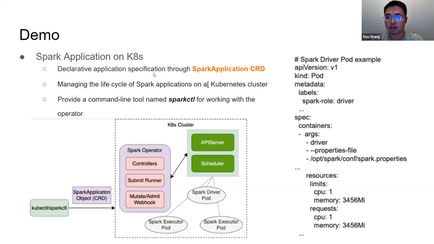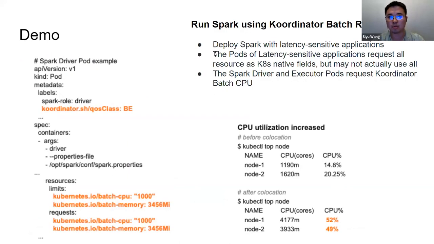Here is a Spark application on Kubernetes. The Spark community provides a SparkApplication CRD. People can use kubectl or sparkctl to submit the SparkApplication CRD, in which usually we have to set the CPU and memory for resources. But when you run Spark using Koordinator batch resources, we can deploy Spark with latency sensitive applications, so that we have to set the requests or limits to use the batch CPU or batch memory.